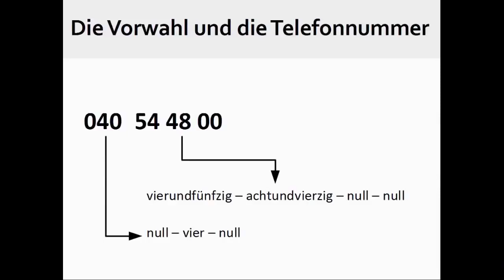With German telephone numbers, however, one usually expresses the dialing prefix or area code as individual numbers, 0, 4, 0. The actual telephone number is generally divided into a group of numbers that one speaks in the manner taught earlier in this presentation. 54, 48, 000. This concludes the presentation introducing German numbers.